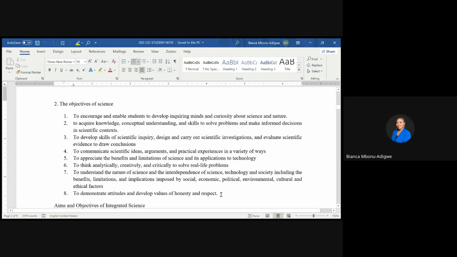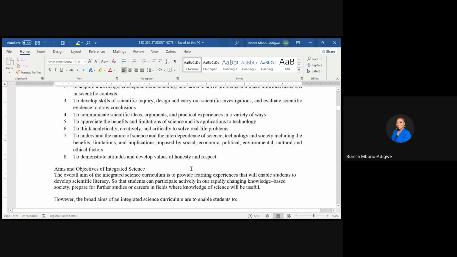And lastly, we teach science so that we can demonstrate the scientific attitudes. Do you remember the scientific attitudes? I'm sure you did it in 101. Scientific attitudes. Somebody should mention 1 or 2 or 10.